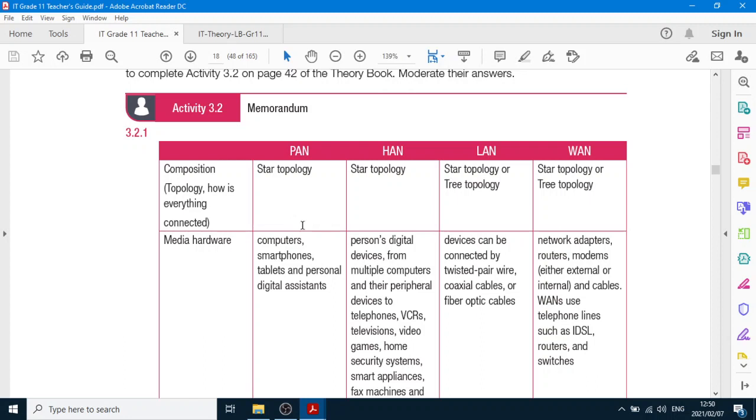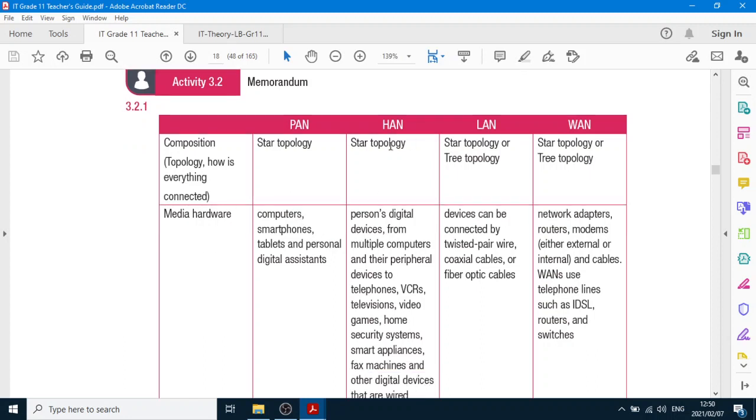Now, most networks have star topology, but we're talking about PAN, HAN, and LAN. PAN stands for Personal Area Network. HAN stands for Home Area Network. LAN stands for Local Area Network, and WAN stands for Wide Area Network.